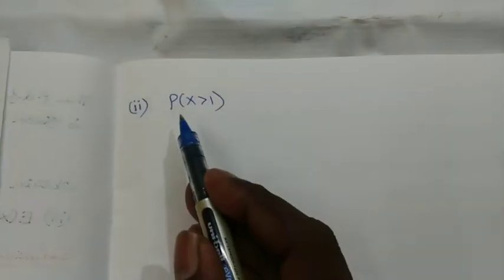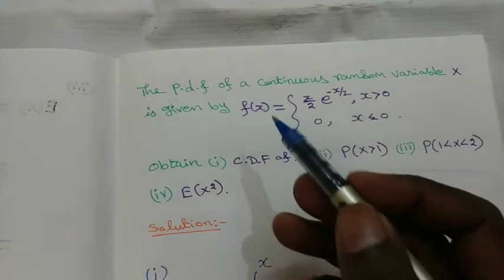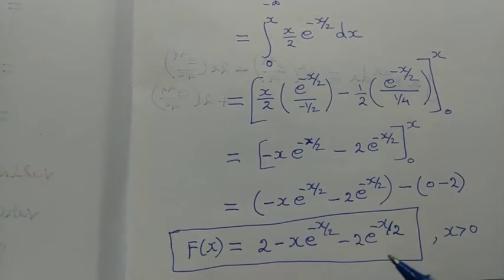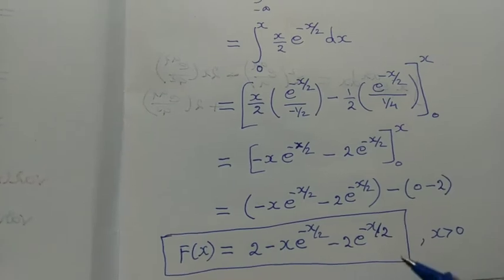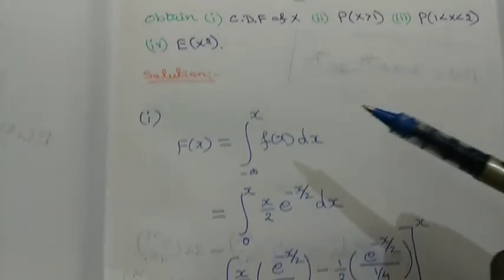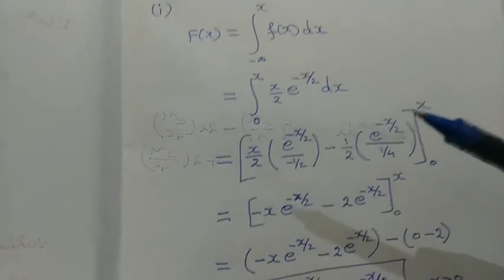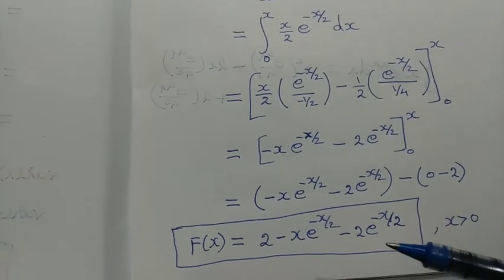Okay, now here the question is P of x greater than 1. So we can use the greater than A formula. Greater than 1 means we can use both CDF and PDF. If you use PDF, we have to use this function. If you use CDF, you have to use this function. Better to use the CDF method, because if you use the PDF method, again you have to integrate like this. You have to apply Bernoulli's method. It is highly difficult. So you can use the CDF method.